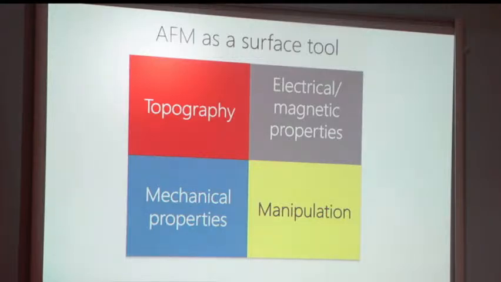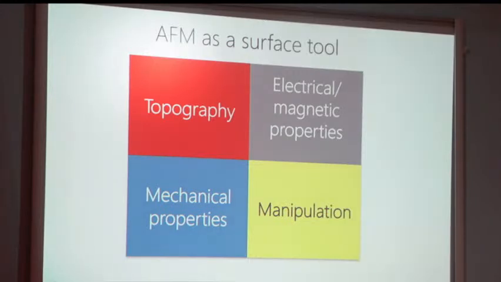So AFM as a surface tool, what properties can you get out of AFM? Number one, it's the surface structure in 3D. And the surface structure in 3D does not mean only in air. AFM can also work in a liquid environment, under an electrochemical environment, under ultra-high vacuum, under environmental control. So this is something which can work in every medium. So you can get topography in every medium using an AFM.